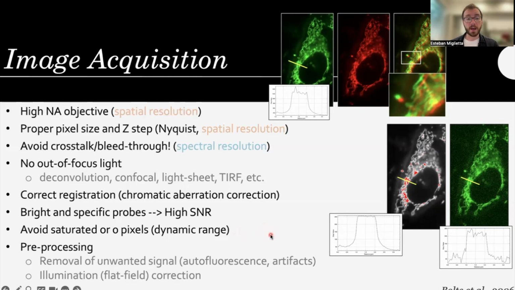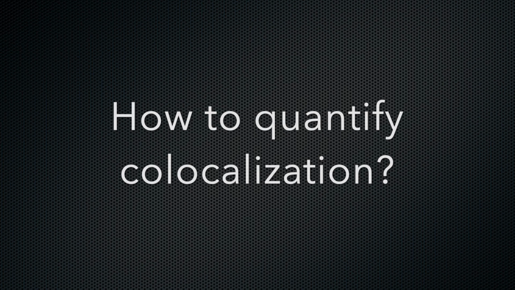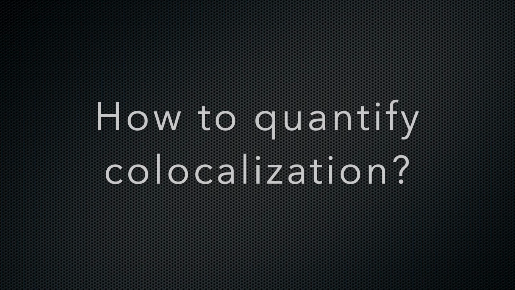And finally, it is possible to perform some sort of removal of unwanted signal or some pre-processing, for example, flat-field illumination correction in your images prior to the measurement of colocalization. But it's very important that you then report what processing was done to the image prior to the measurement. So how to quantify colocalization?